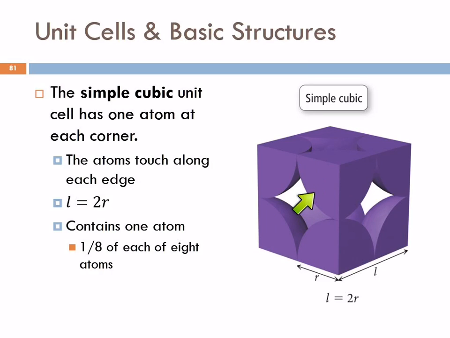This one cell contains one atom because each of these corners is 1/8 of an atom. And so we've got 8/8, which is one atom. Any questions?